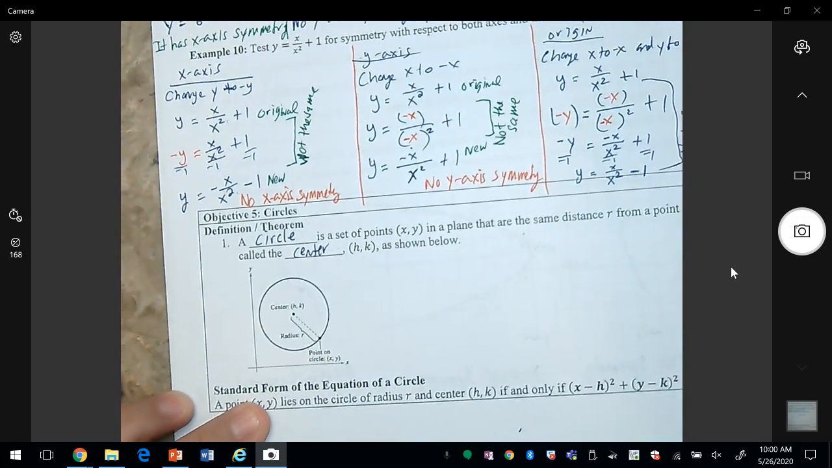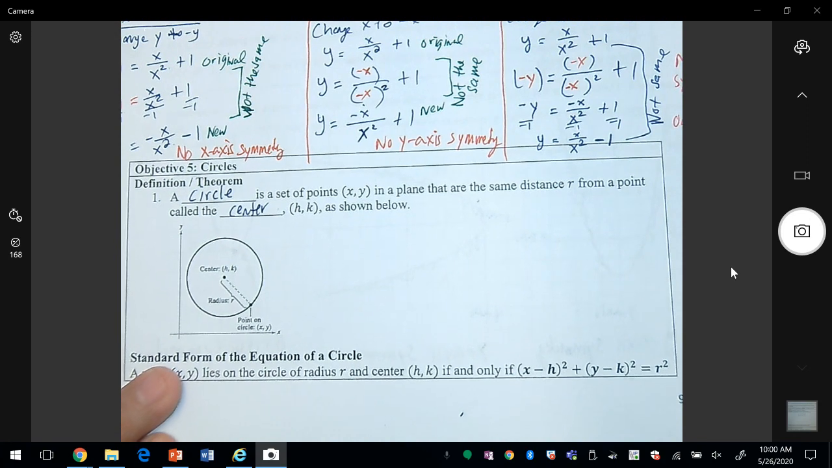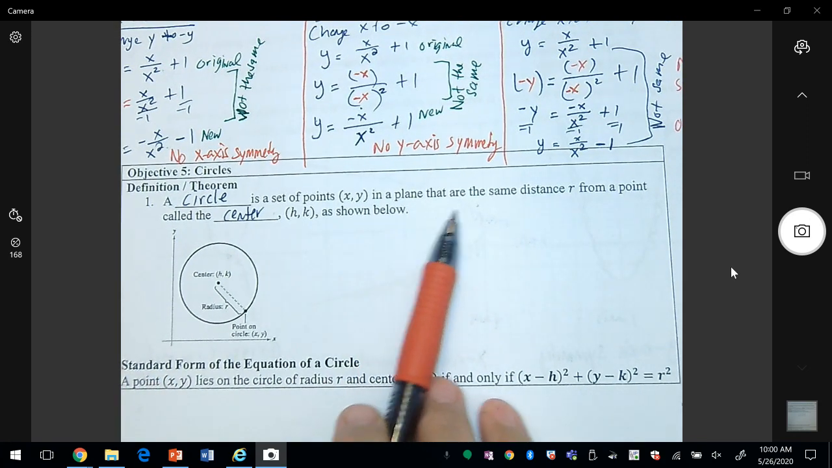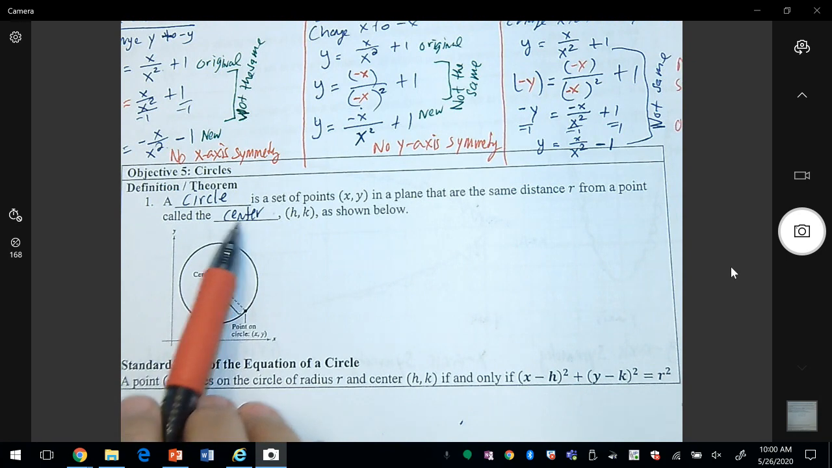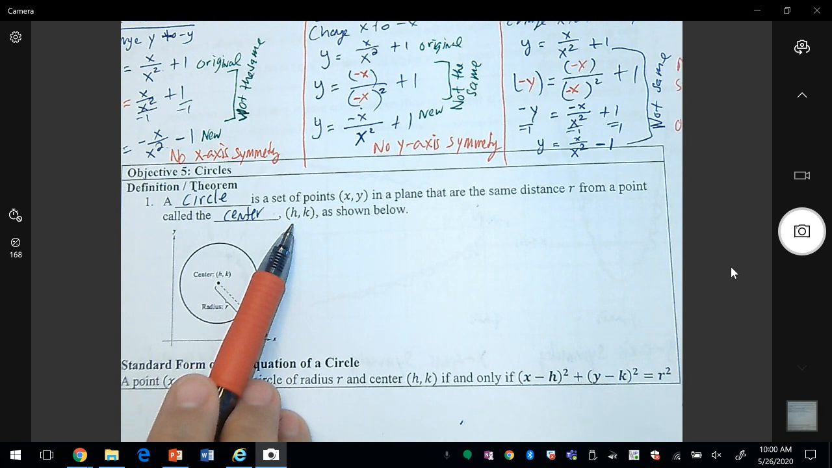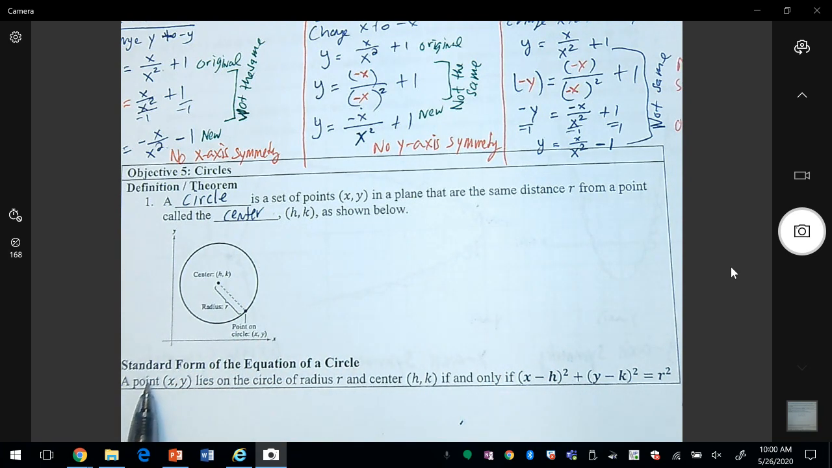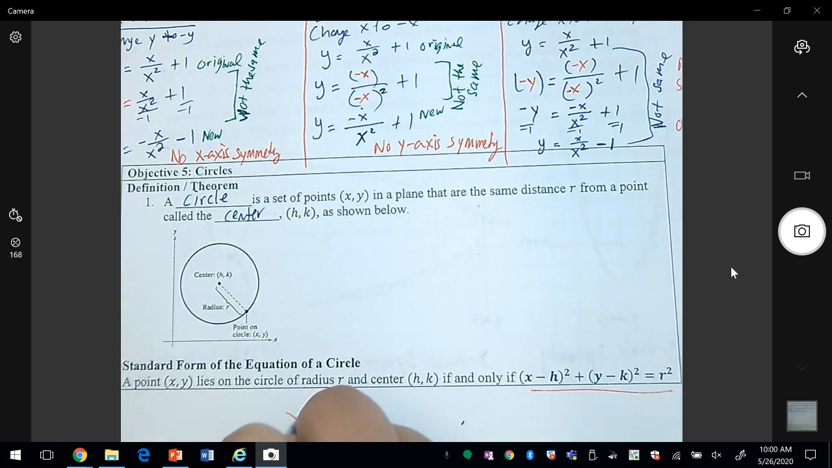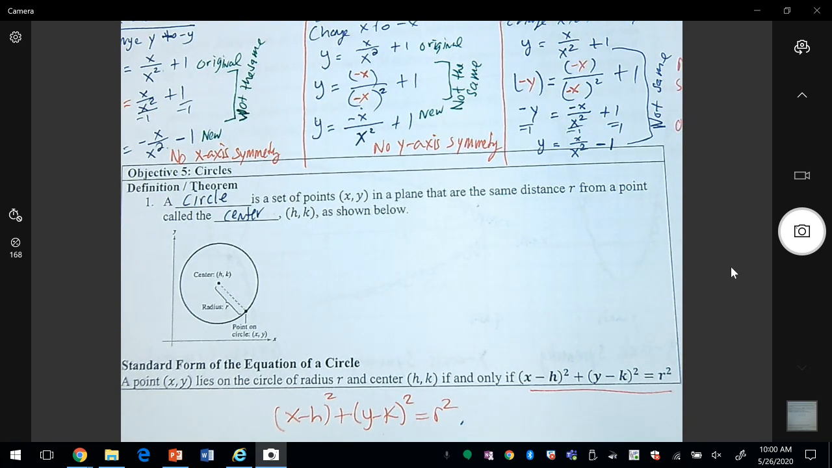Okay, the next thing we want to look at is circles. A circle is a set of points x, y in a plane that are the same distance r from a point called the center. So here's your center. From the center to any part of the circle, that's called the radius. And for the center, we're going to use h and k. For radius, we're going to use r. The standard form of the equation of a circle is given by this formula here. So we'll be using this formula where h and k is going to be your center.